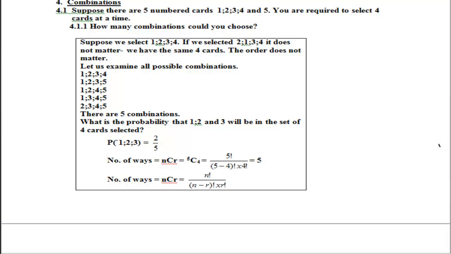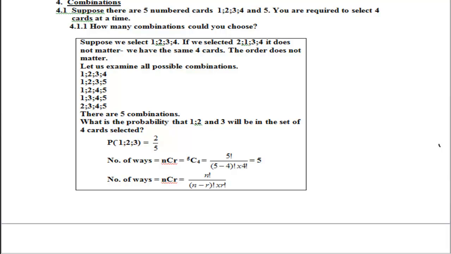This is on page 96 on combinations. Now, suppose there are 5 numbered cards, 1, 2, 3, 4, 5. You're required to select 4 cards at a time. Now, selecting 4 cards at a time, you'll notice that in permutations there's a repetition. Combinations, there's no repetition as well.